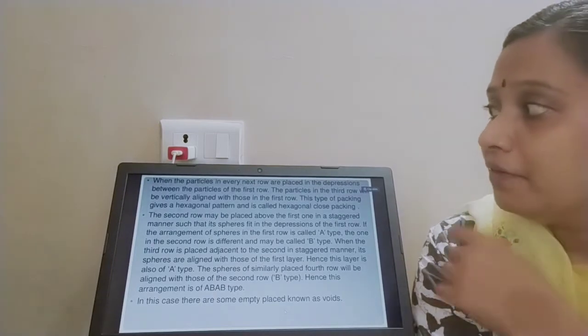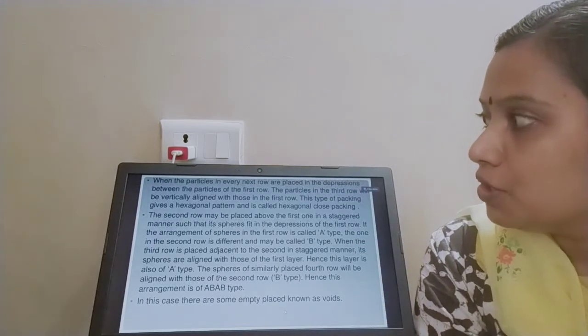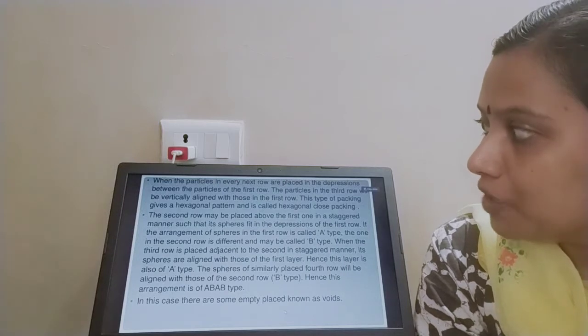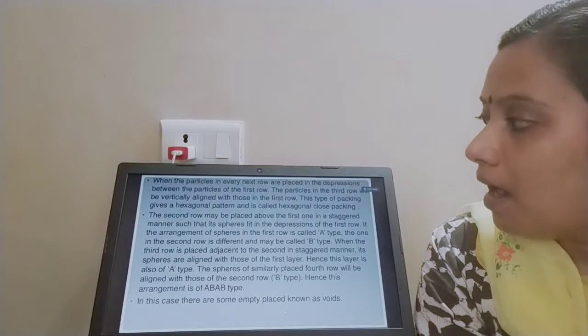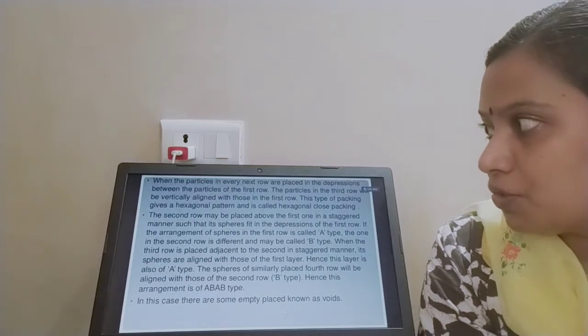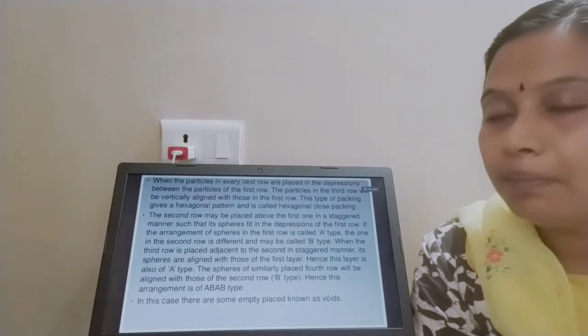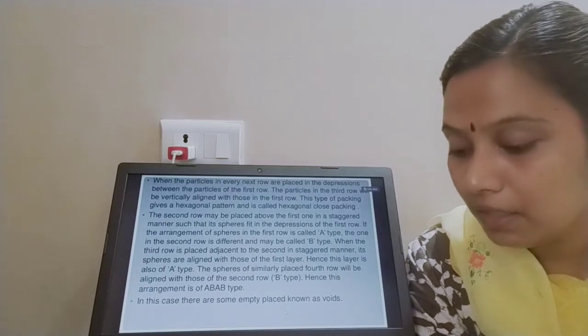Now when the particles in the next row are placed in the depression between the particles of the first row, then they are not vertically aligned with the first row. This type is called hexagonal packing, and this is called hexagonal close packing.